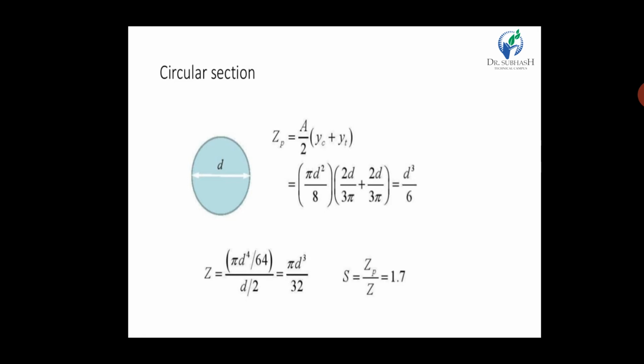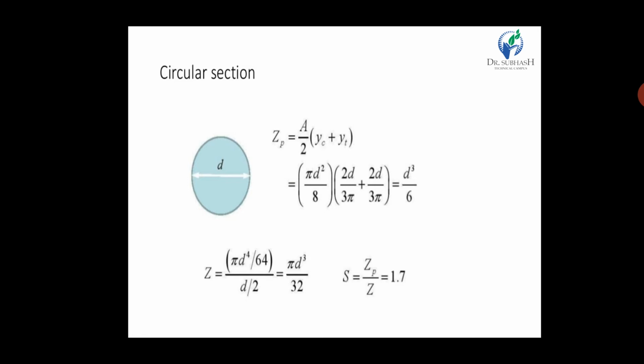So Zp is equal to A by 2 times (yc plus yt). So, πd²/8 times (2d upon 3π plus 2d upon 3π). It's nothing but your yc and yt. And finally, for Zp you have to derive d³ by 6.